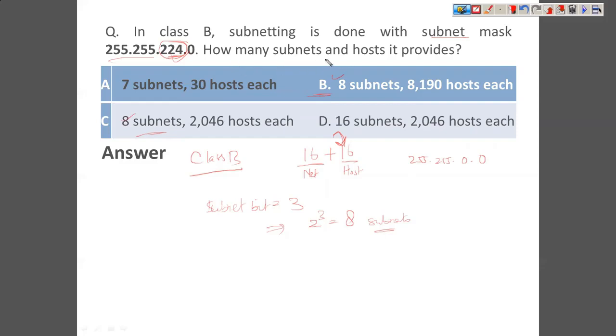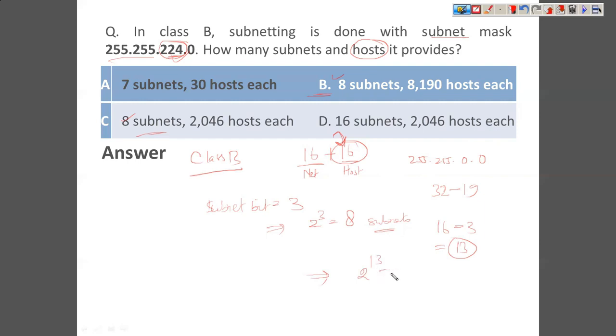How many hosts does it provide? Now here I can say hosts, not addresses. So hosts means total addresses minus 2. So how to find the addresses? Now we have 16 plus 3, 16 plus 3 is 19. So 32 minus 19, or you can say that out of 16 host bits, you have used 3 for subnetting. So how much is left? 13 is left. So how many addresses are possible?